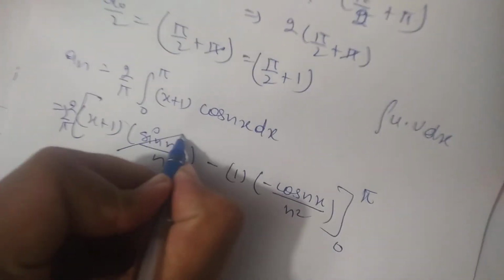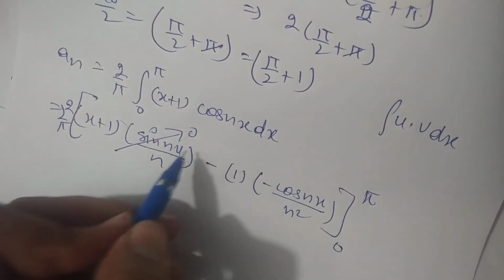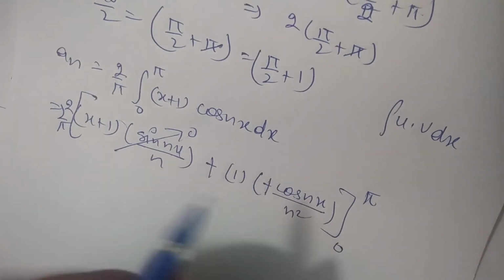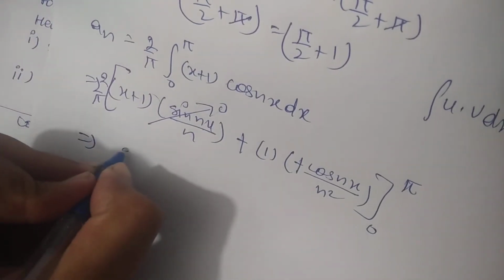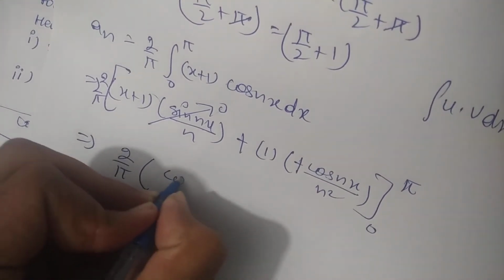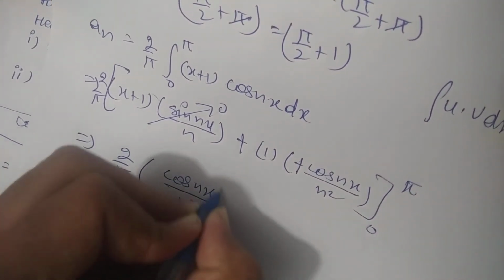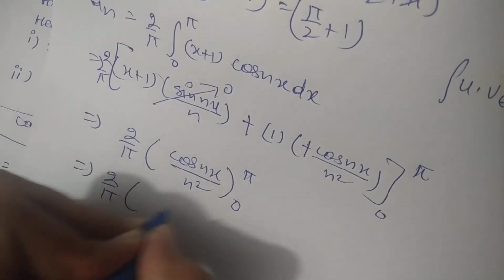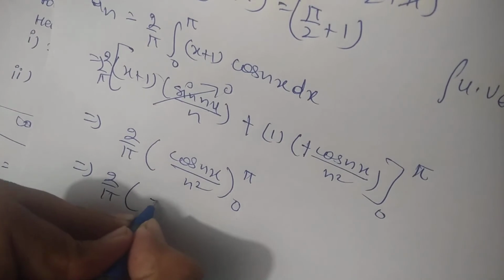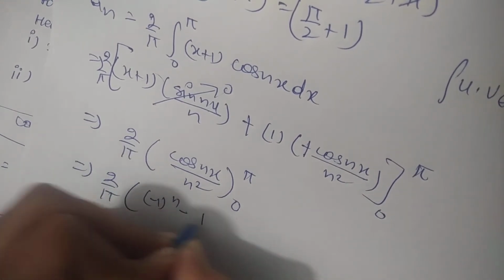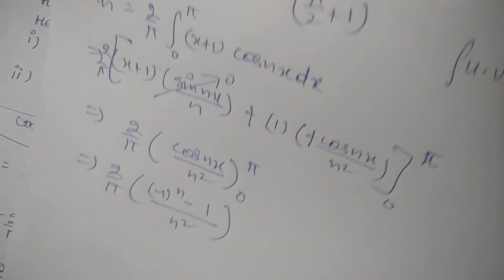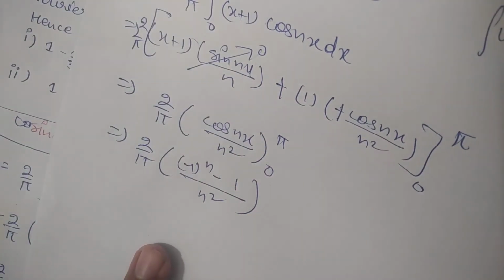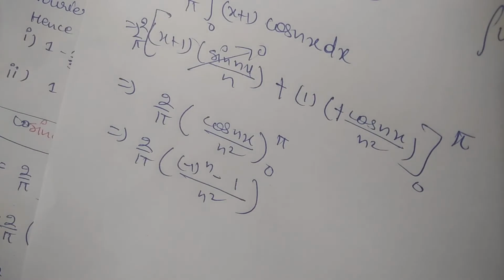So this sin nx will be 0, because we know that sin n pi will be 0 and sin 0 will be 0. So here this minus will cancel out this minus, and this value will turn into 2 by pi into cos nx by n square. Putting the values from 0 to pi, this value will turn into 2 by pi times cos n pi, and cos n pi will turn into minus 1 power n minus 1 divided by n square. So this is the term for your an.